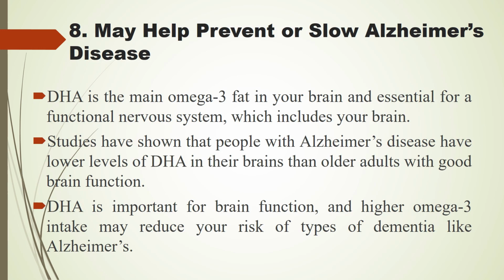Now, benefit number 8: it may help to prevent or slow Alzheimer's disease. We all know that omega-3 fatty acid is very important for the function of the brain and the nervous system. Studies show that people with Alzheimer's disease have a lower level of DHA in their brains. So by taking DHA in higher amounts, we can reduce the risk of Alzheimer's disease. So by eating fish or seafood, we can prevent Alzheimer's disease also.